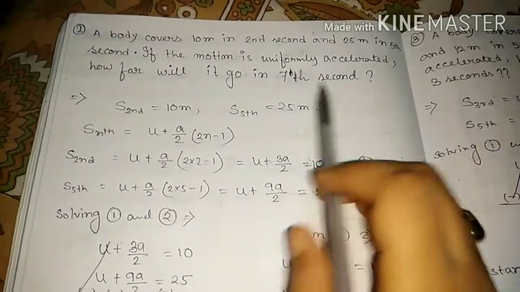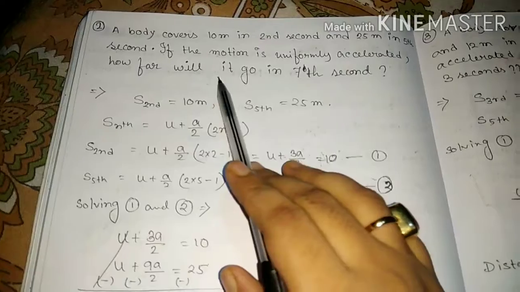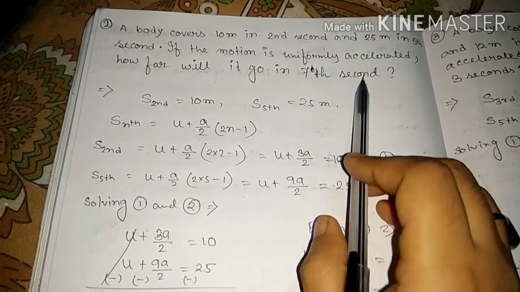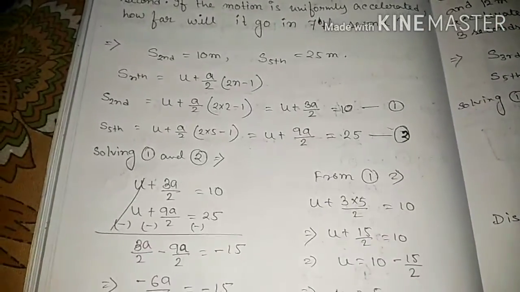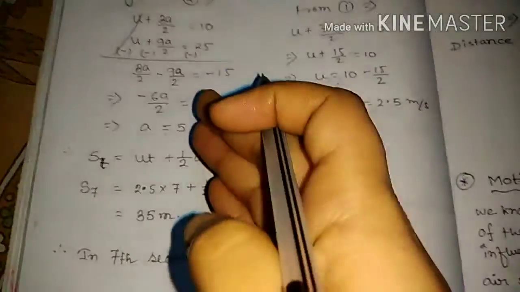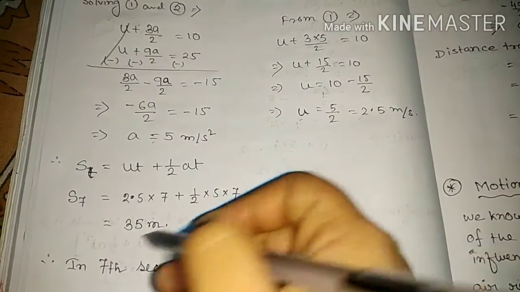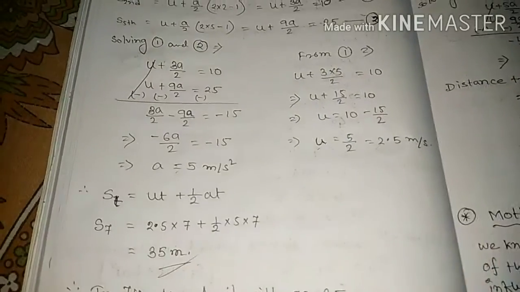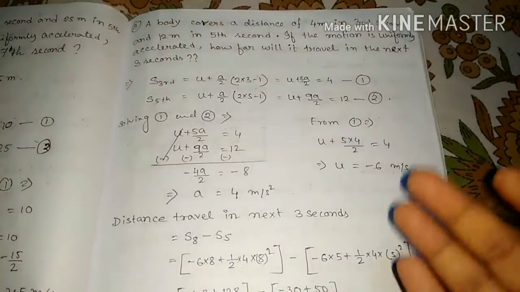Now what is the question? If the motion is uniformly accelerated, how far will it go in 7 seconds? In 7 seconds, how much will it travel? So we use the second equation of motion because we have the values of u and a. So St means S7. We put the values of a and u, and we get 35 meters.